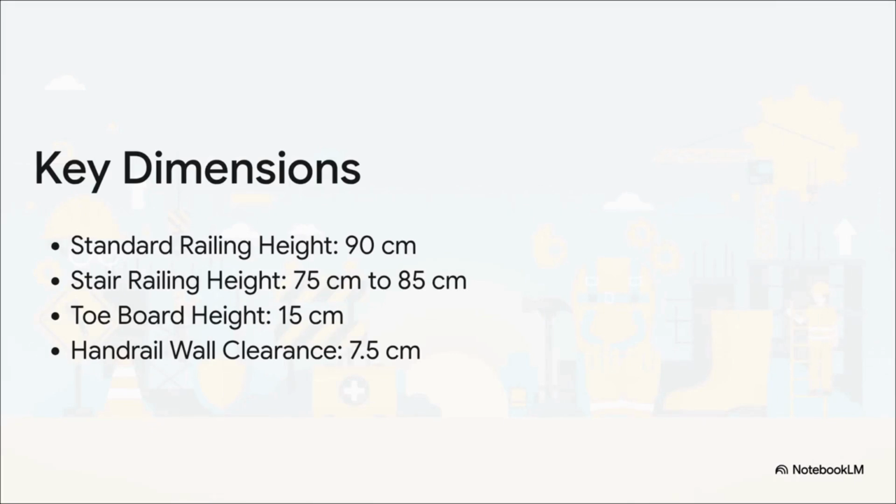And here are the other critical numbers to burn into your memory. A standard guardrail needs to be 90 centimeters high to hit an average person around their center of gravity and stop them from toppling over. For stairs, it's a bit lower, 75 to 85 centimeters, to make it a more comfortable height to grab. Tow boards have to be at least 15 centimeters high to stop most tools. And finally, that handrail needs 7.5 centimeters of space from the wall so you can actually get your whole hand around it in a hurry without smashing your knuckles.